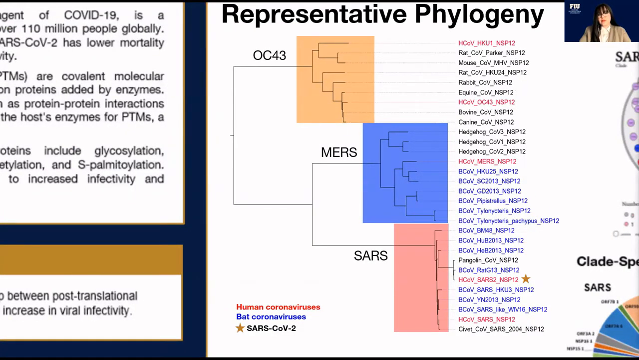Using NSP12 as a representative phylogeny for the proteome, 3 clades were identified: the SARS clade that includes both SARS-1 and SARS-2, the MERS clade, and the OC43 clade. The coronaviruses are colored based on their host: red for human, blue for bats, and black for other mammals. SARS-2 is denoted by a gold star in the red SARS clade.